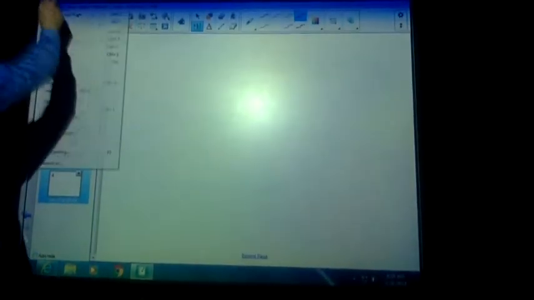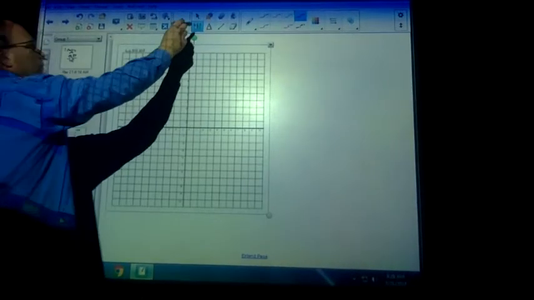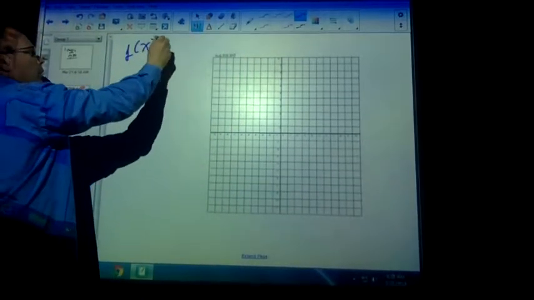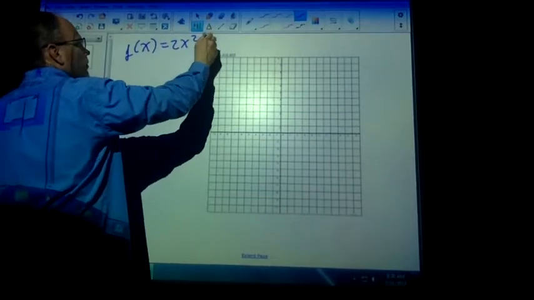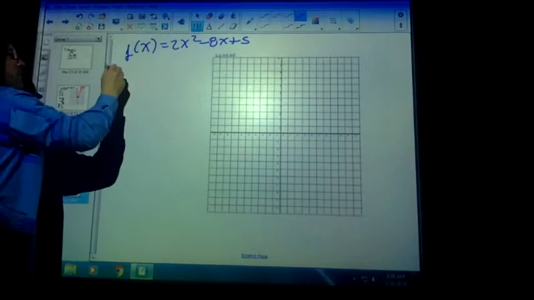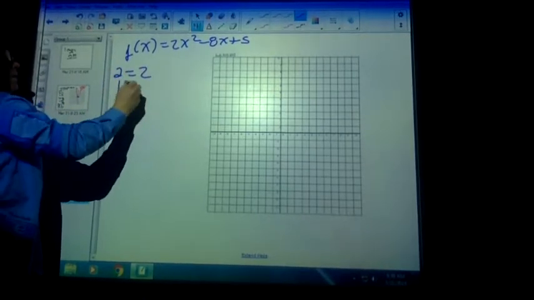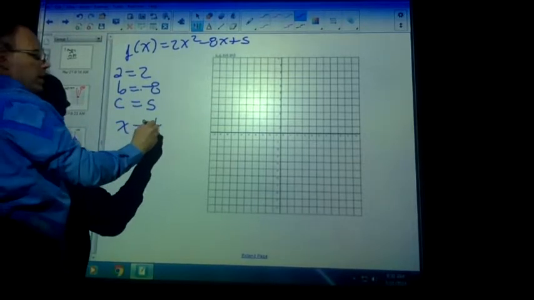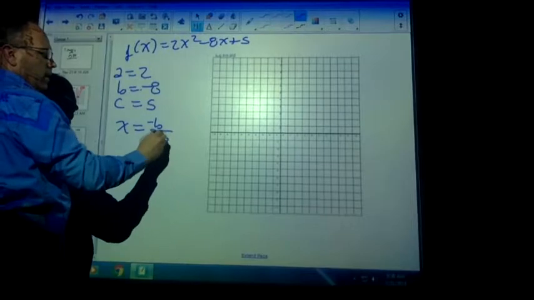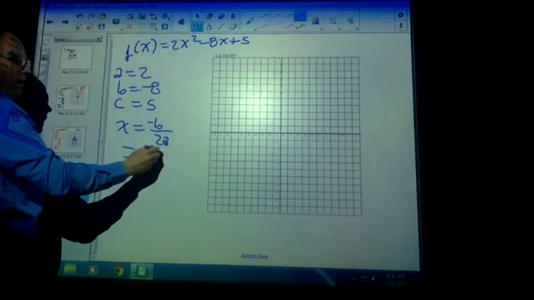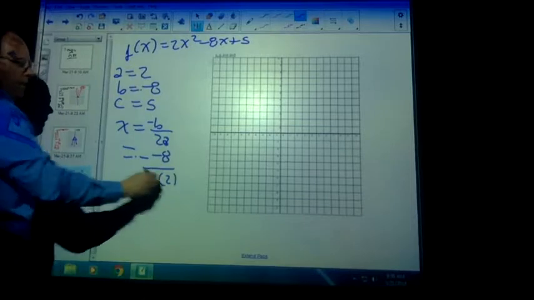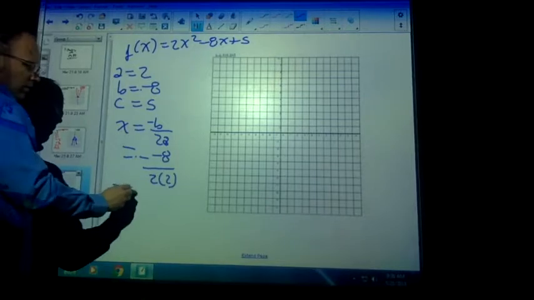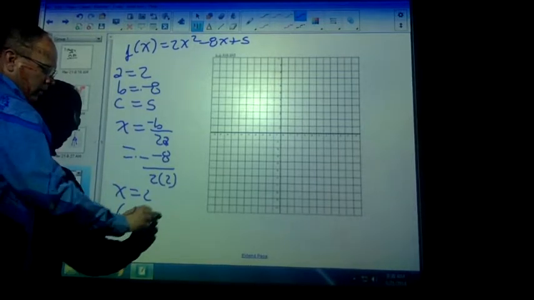All right, what does the next one say? F of x equals 2x squared minus 8x plus 5. Okay. What's my a value? 2. B? Negative 8. Good. C? 5. Okay. X equals negative b over 2a. So I get negative negative 8 and 2 times 2. What's negative negative 8? Positive 8. What's 8 over 4? 2. So my axis of symmetry is x equals 2. The x component of my vertex is 2.